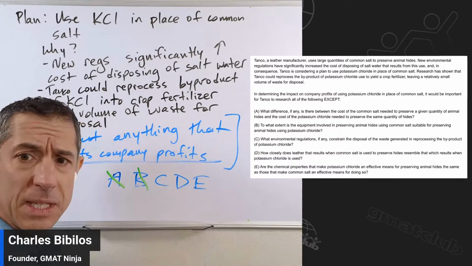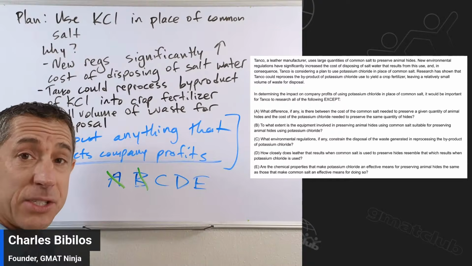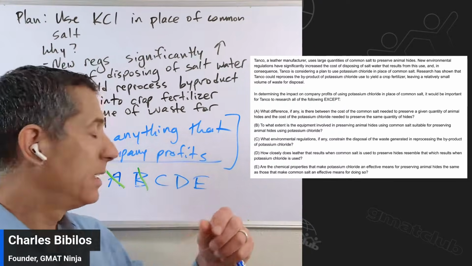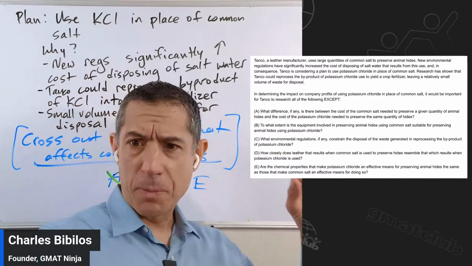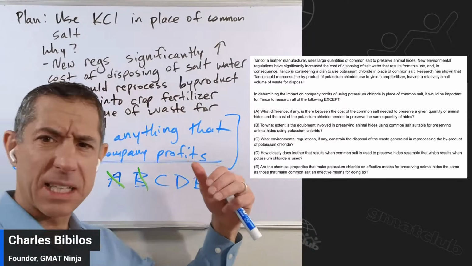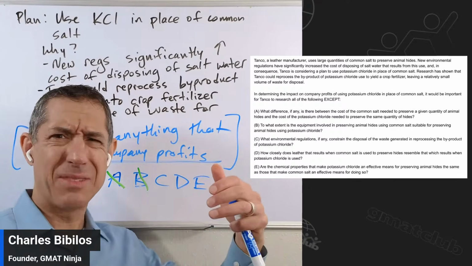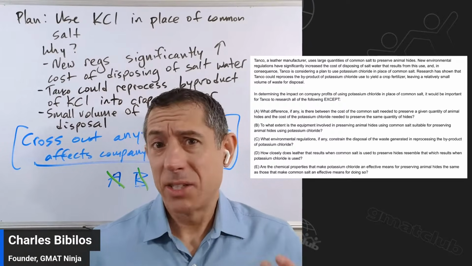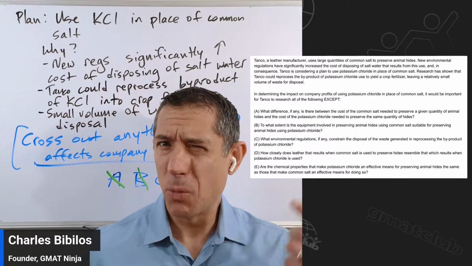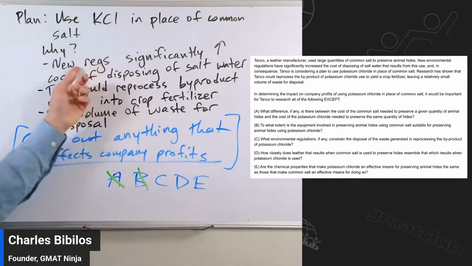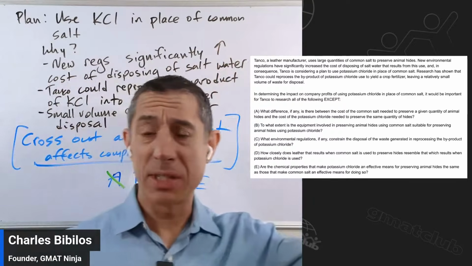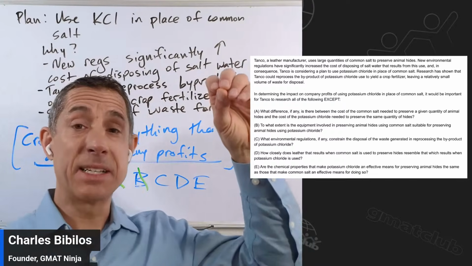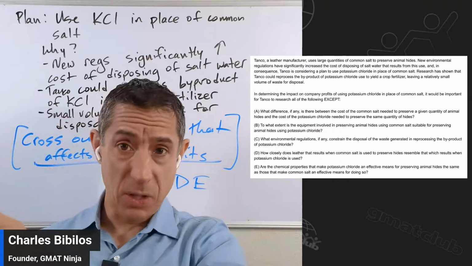It's out. C, what environmental regulations, if any, constrain the disposal of waste generated in reprocessing the byproduct of potassium chloride? So I see a few people in the live group who picked this one. This one feels a little bit distant to some of you, where it's like, wait, environmental regulations? You might say that's not talking directly about cost or profit. Maybe that's tempting. But when you think about what they said in the passage, they said new environmental regulations significantly increase the costs of disposing of salt water. A lot of why this whole conversation about switching to potassium chloride is even happening is because the regulations increase the cost of disposal of salt water.